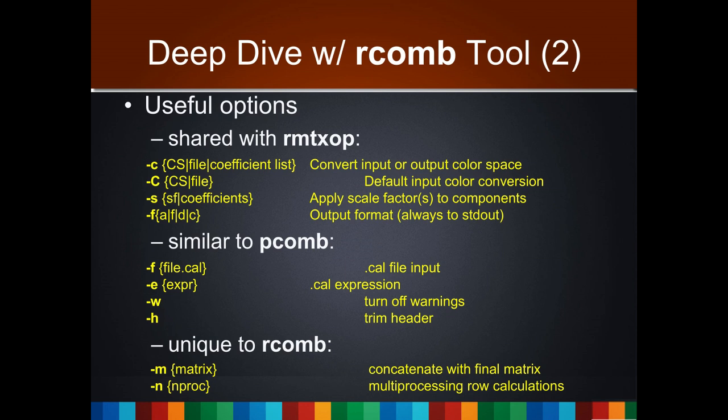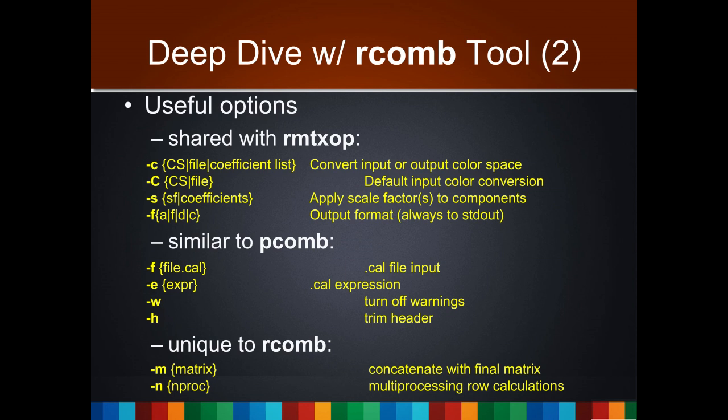The -s option scales coefficients, and then the -F, as usual, specifies the output format. So it can be ASCII, float, or double, or the common exponent format, which is given as C. The default is to use whatever is from the input. So if the input has 2 float matrices, you'll get a float output. And it upgrades to whatever the highest resolution is. So if you give it an RGBE input and a float input, it will output float. If you give it a float and a double, it will output double.